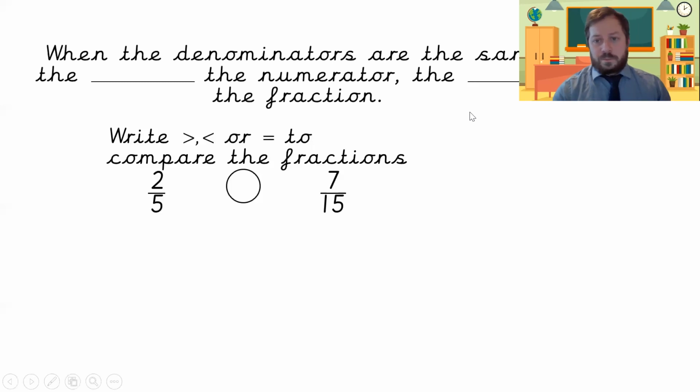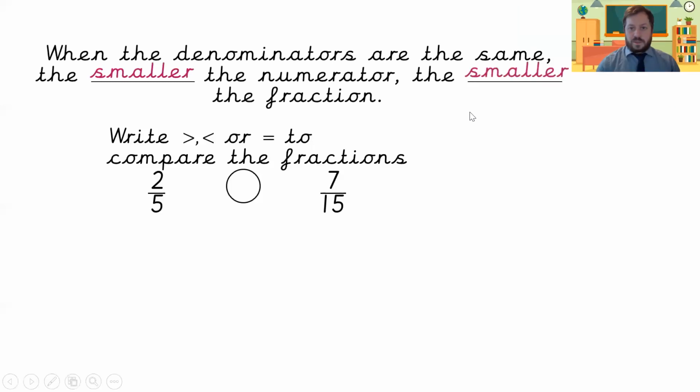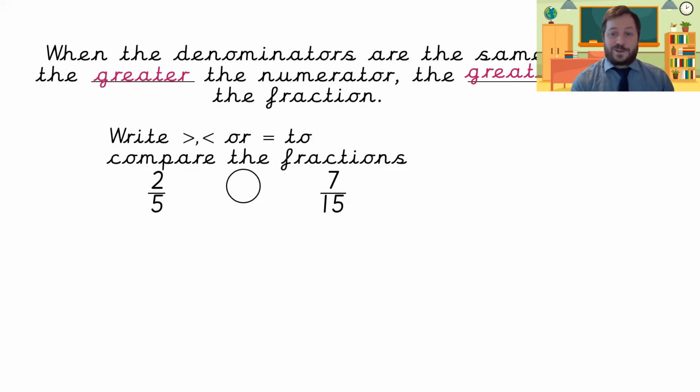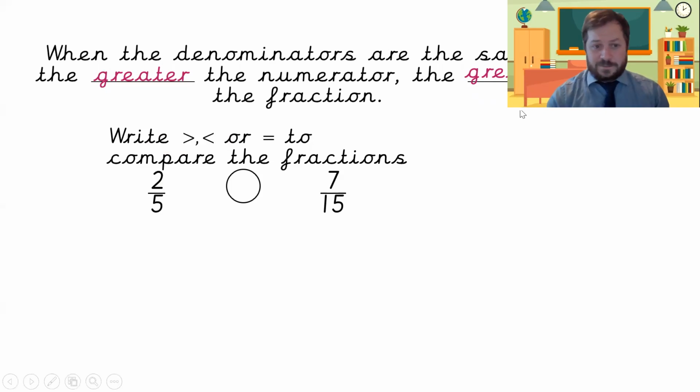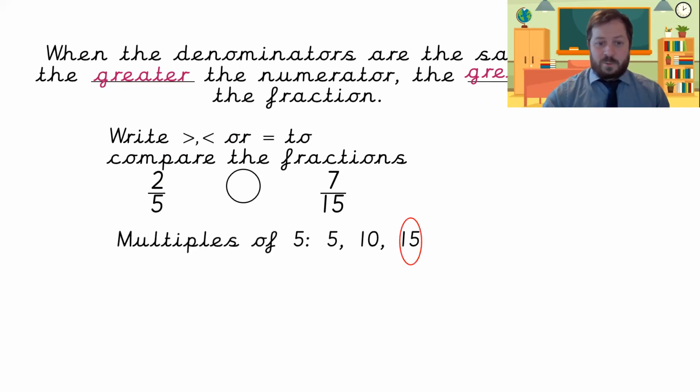Well, we know our rule is smaller than or greater than. So if the denominators are the same, we use it. But our denominators aren't the same. What piece of knowledge do we have that could allow us to make the denominators the same? Yes, you guessed it. It's equivalent fractions. So we know that we can think about the multiples of 5 because we can times 5 by something to get to 15, because we want to compare the same denominator. So 5 to 15 is here, and we have to times by 3.